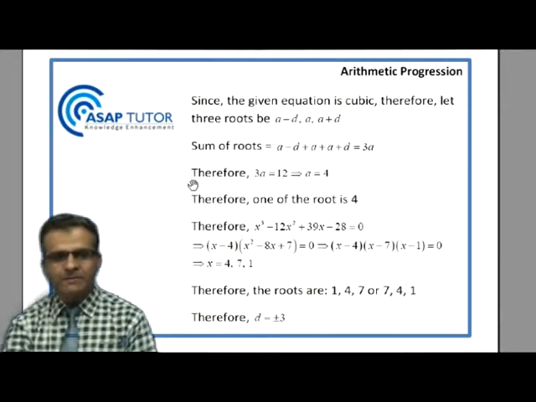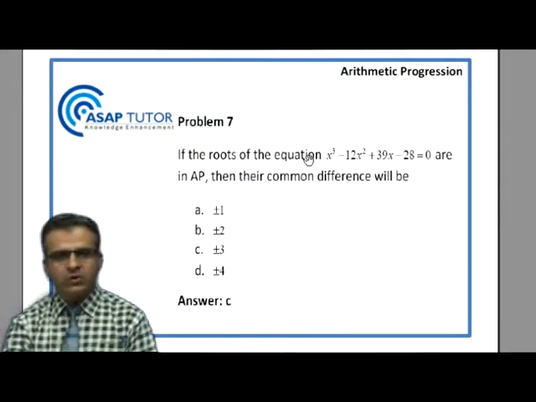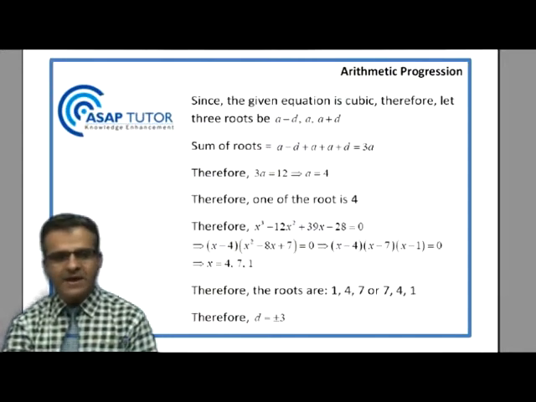So therefore, to start with, we'll take the 3 roots as a minus d, a and a plus d. Now the summation of these terms is 3a. D and D will cancel. Now we know that whenever we have a cubic expression of the form ax cube plus bx square plus cx plus d is equal to 0, the summation of the roots will be equal to minus b over a. So here minus b over a is minus of minus 12 divided by 1. So therefore 3a is equal to 12 or a is equal to 4.